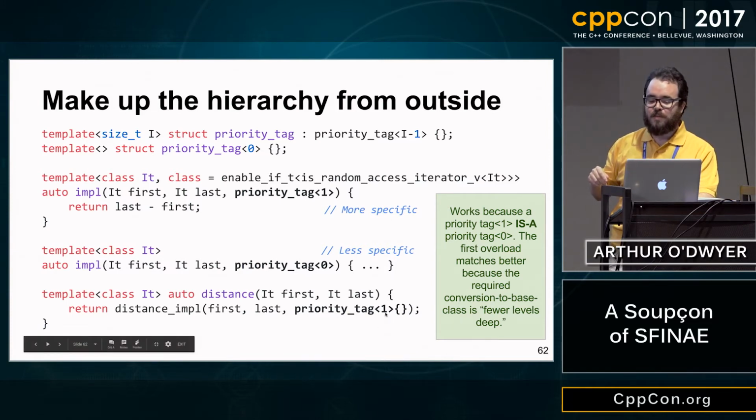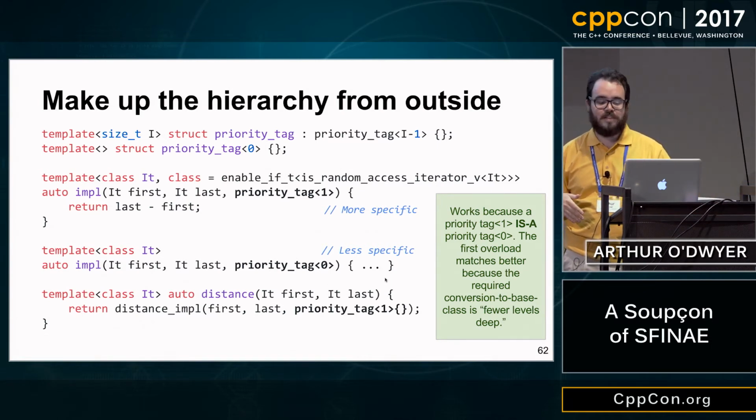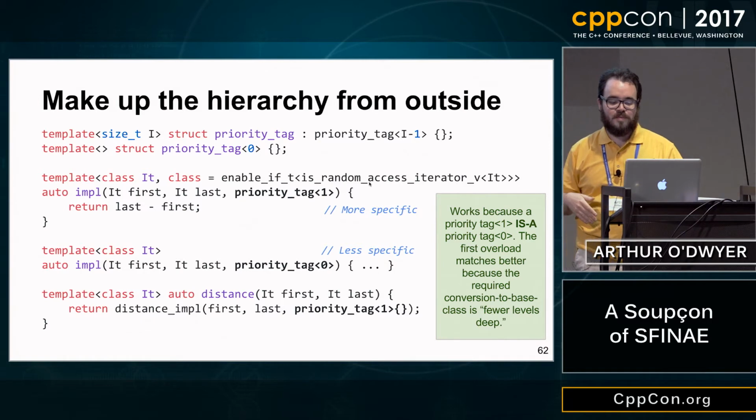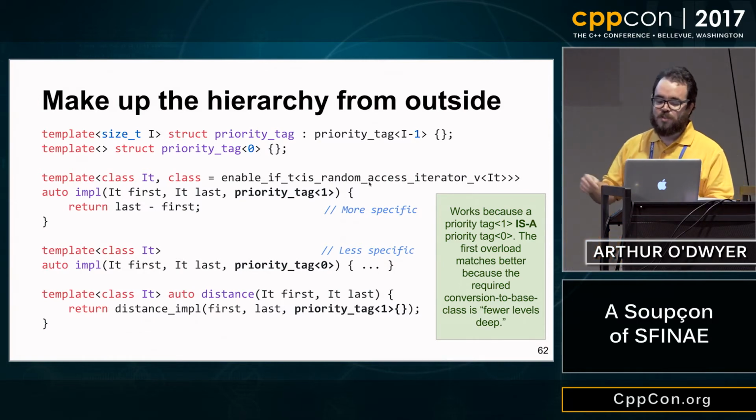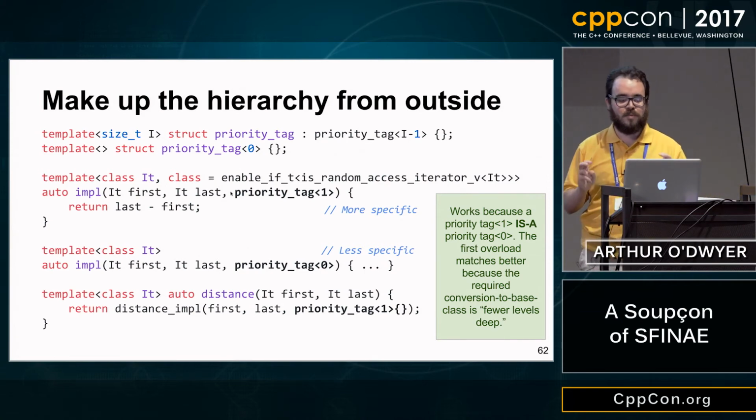And so priority tag 1 will have to be cast down to the base class, and I'll get this less specific implementation. However, if is_random_access_iterator_v of It is true, then this is well-formed, and of course then I will prefer it because it is fewer levels deep. And so I will do this.